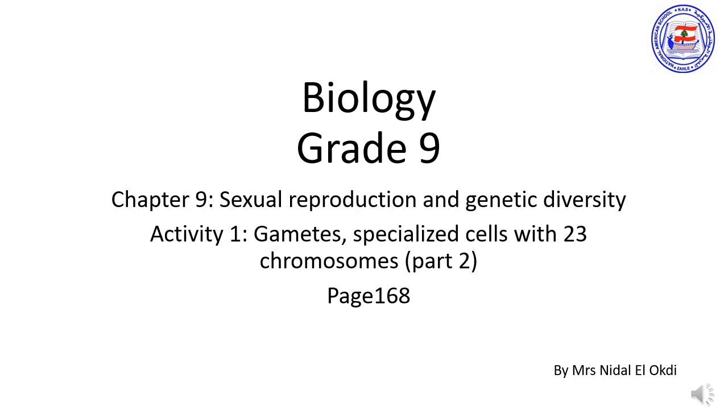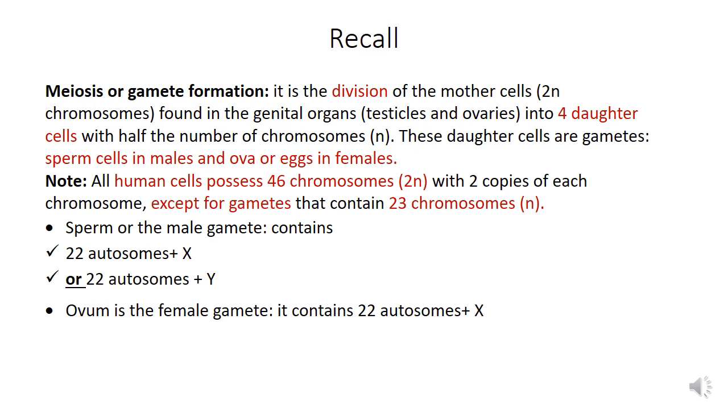Today we're going to continue the second part of Activity 1, Gametes, specialized cells with 23 chromosomes, of Chapter 9, Sexual Reproduction and Genetic Diversity. Okay, let's first start with a quick review about meiosis.